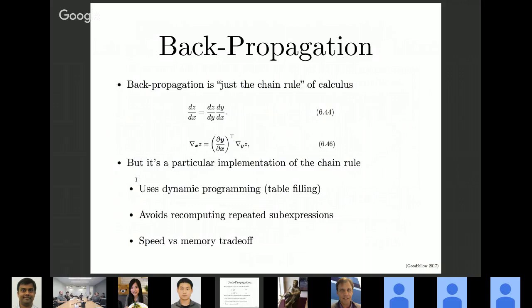So backprop actually uses a table filling algorithm to make sure that you compute each of these values just once. There is a speed versus memory trade-off here. Backprop basically says, let's compute every value only once. But there's other versions where you could say, we'd like to use less memory, even if we have to compute things a few times. There's a technique in the automatic differentiation literature called checkpointing, where essentially, instead of storing everything, you store every nth value that you see. And you might have to recompute up to n things to compute some of your derivatives, but it uses less memory.